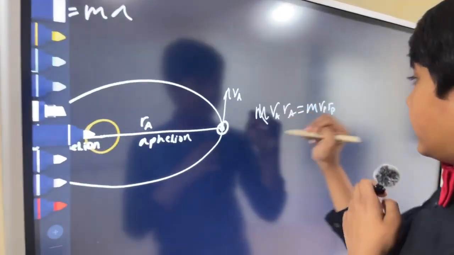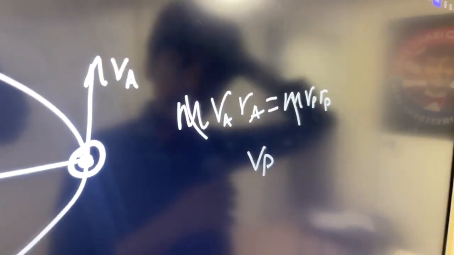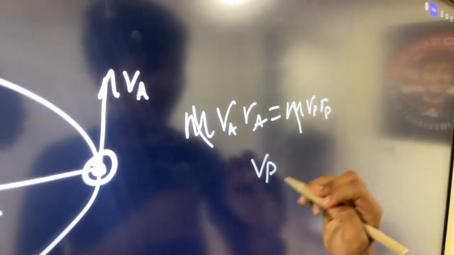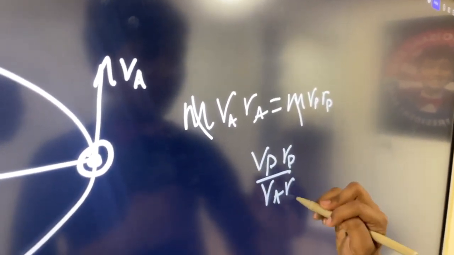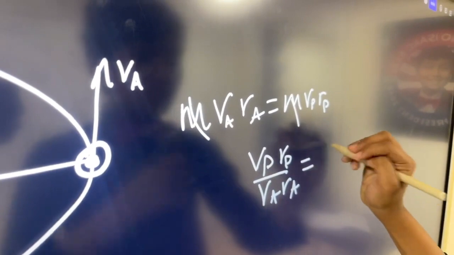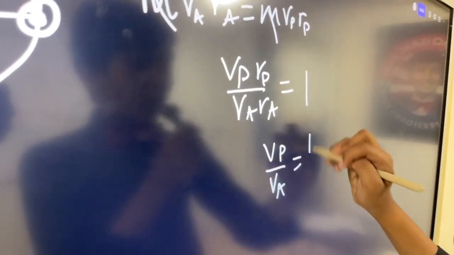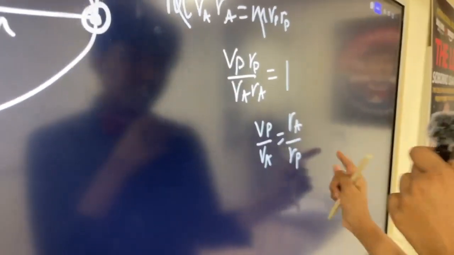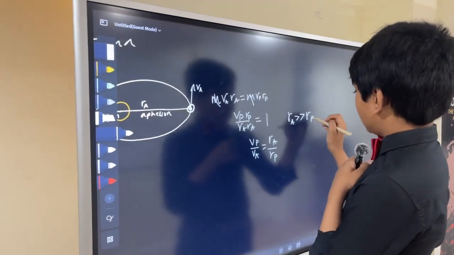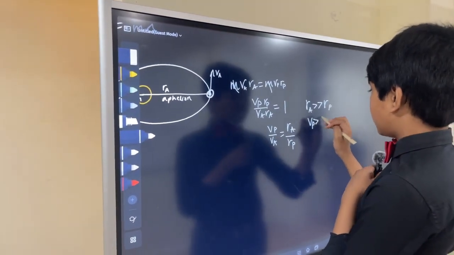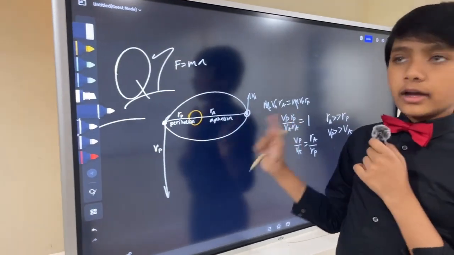If we cancel these out, we get V_P over V_A times R_P over R_A is equal to 1. Or in other words, V_P over V_A is equal to R_A over R_P. What does that mean? Well, R_A is way bigger than R_P, so that means V_P must be way bigger than V_A. And that's what's shown in this diagram.